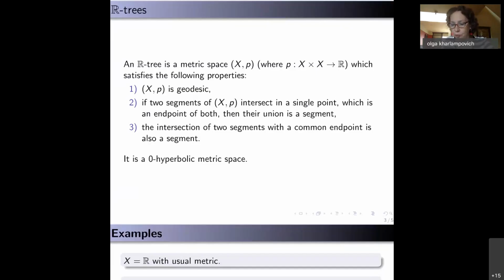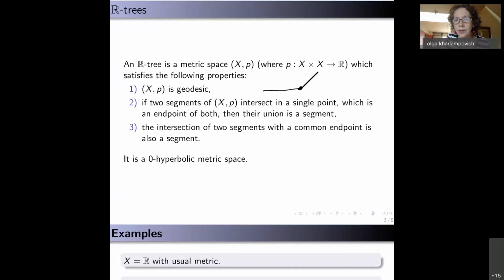Since it is a metric space, we know the distance between the elements. For any two elements, there is a path of length equal to the distance between them. Now, if two segments intersect in a single point, which is an endpoint of both, then their union is a segment. For example, if we have a segment and another segment, and they intersect in a single point that is the endpoint of both of them, then their union is also a segment.